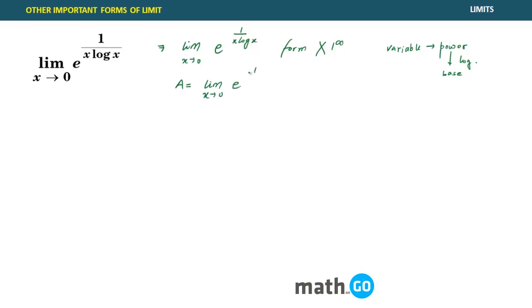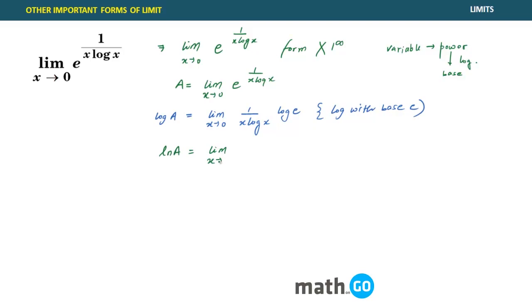That is my assumption, that I have taken that this limit is equal to a, and now I'll take log on both sides. So I'll take log a. This limit will reduce to limit, the variable of limit still remains the same, that's not a problem. This will become 1 by x log e, and let's assume that I have taken log with base e. So this will reduce to 1. So this becomes ln a is equal to limit x approaching 0 of 1 by x log x.